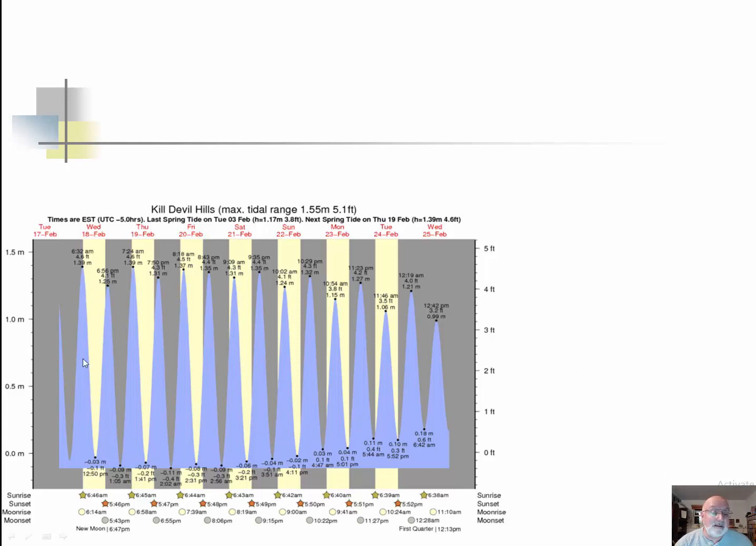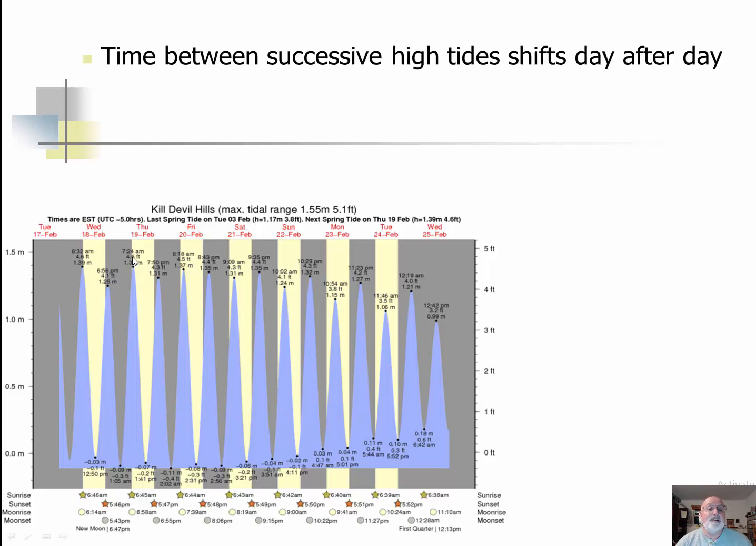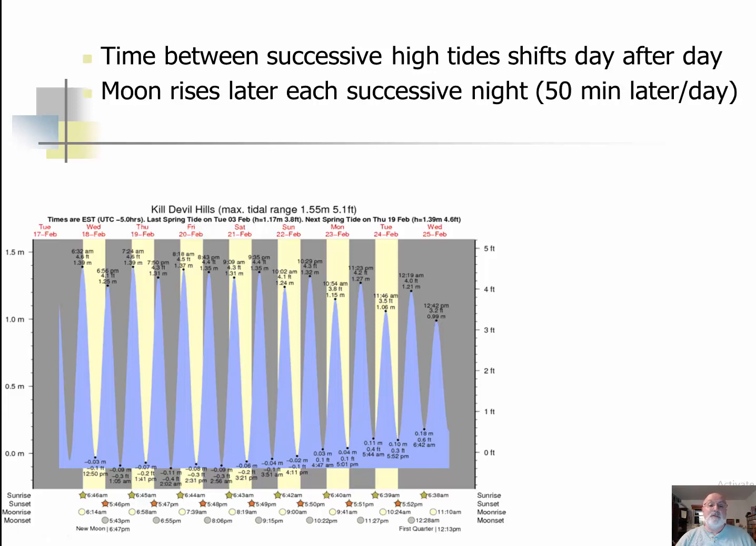And then the last thing we have to talk about is that 50 minutes. If you take a look, we've got high tide and low tide, and high tide and low tide. But if you look at the difference between 6:32 a.m. on one day, February 18th, and then 6:56, it looks like 24 minutes, and then you do another one of those, and you get to about a 50-minute shift each day. So the time between successive high tides shifts day after day. The moon rises later each successive night, about 50 minutes later each day.